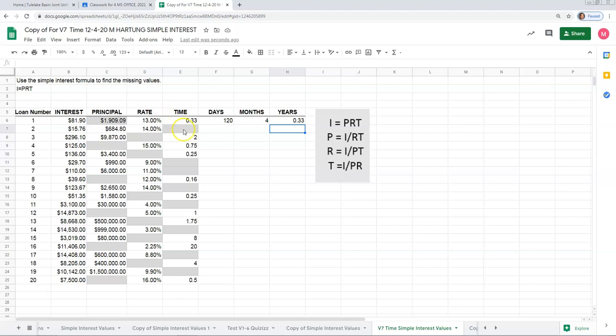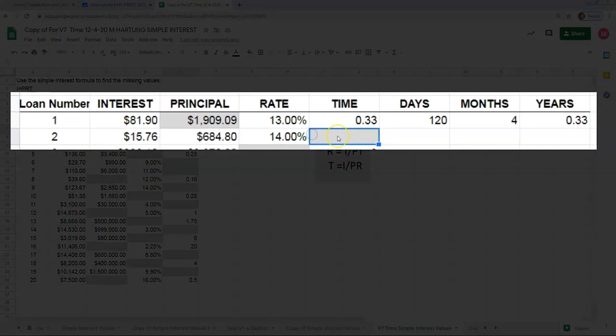Let's do loan number 2 where we actually have to calculate the time. We're going to use this version of the simple interest formula. T equals interest divided by principal times rate. Start with that equal sign. Interest divided by, we need to enclose the multiplication in parentheses, principal times the rate. I'm going to make the column a little bit wider.